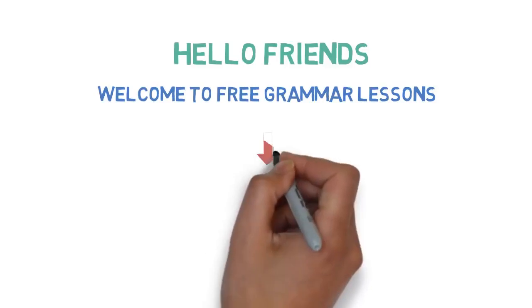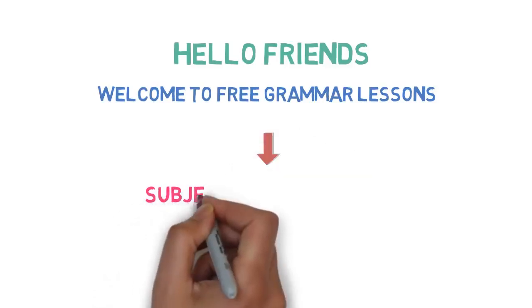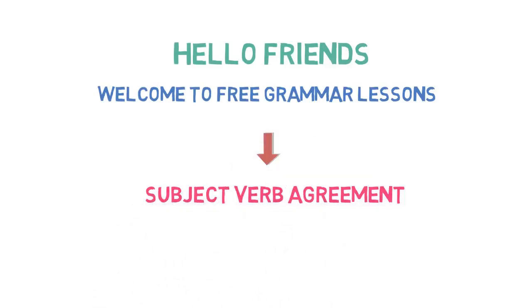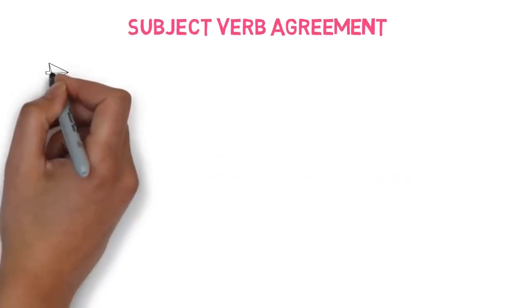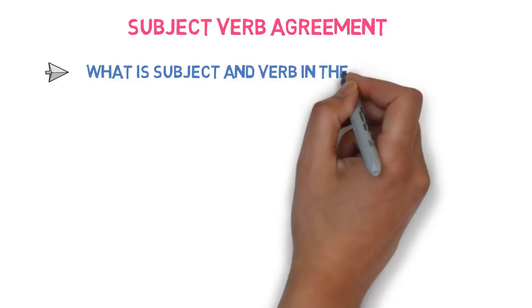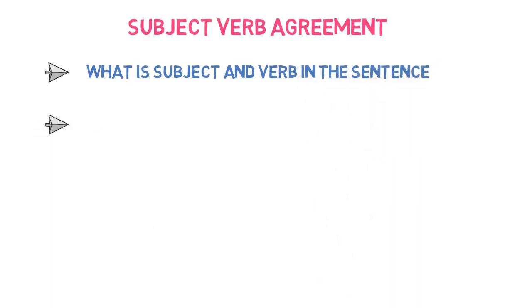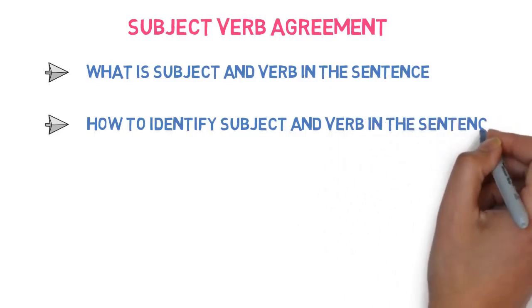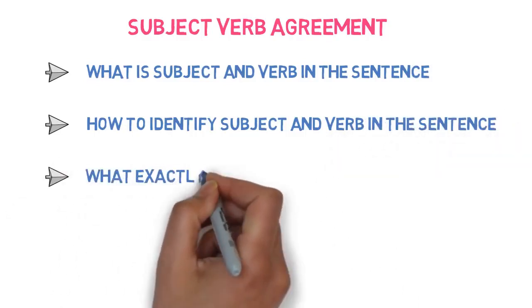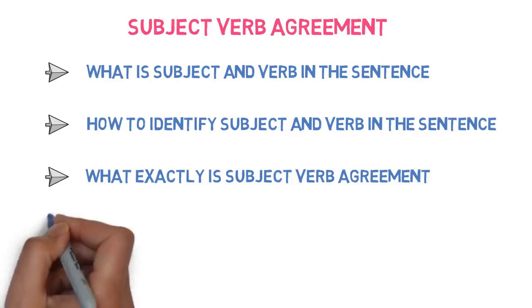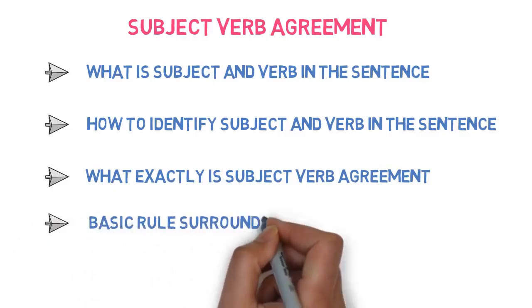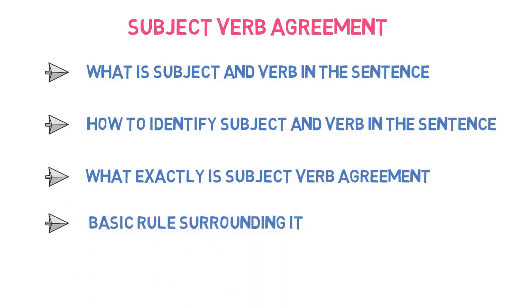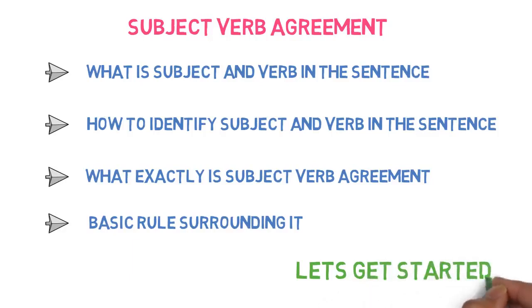In this video, we will learn the basics of subject-verb agreement. Before understanding subject-verb agreement, we will understand what is subject and verb in the sentence and how to identify subject and verb in any sentence. Then we will understand what exactly is subject-verb agreement and the basic rule surrounding it. So without further ado, let's get started.